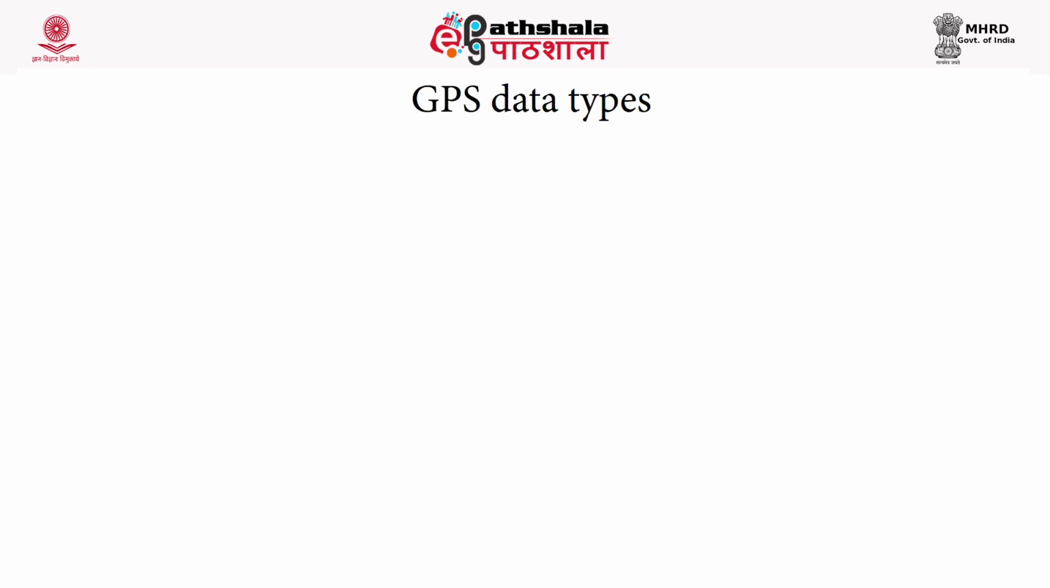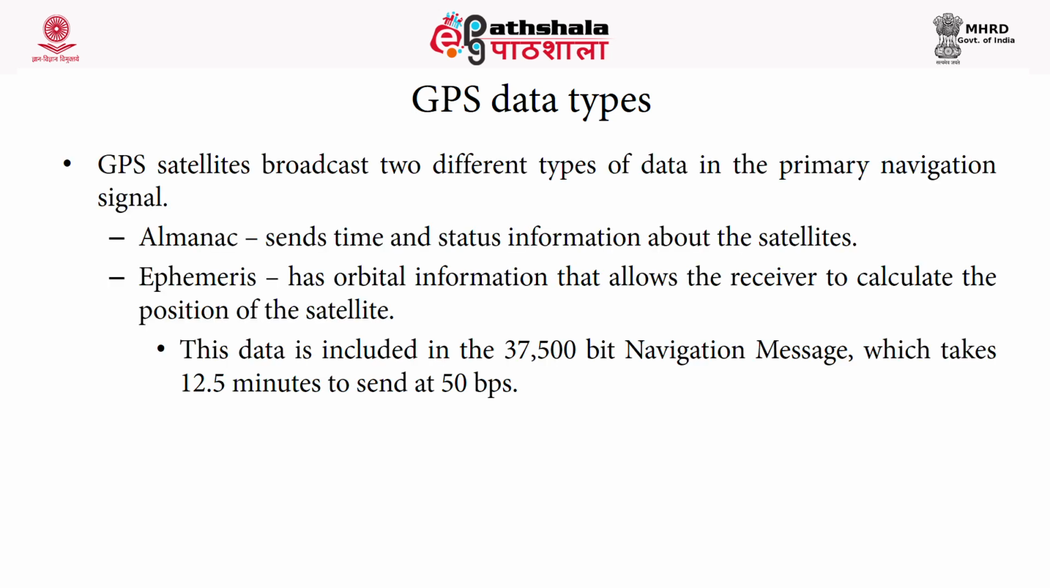So, as I discussed earlier also the types of GPS data, the GPS satellites can broadcast two different types of data. The first is almanac and the second is ephemeris. The almanac sends the time and status information about the satellites, while the ephemeris has orbital information that allows the receiver to calculate the position of the satellite. This data is included in the 37,500 bit navigation message, which takes about 12.5 minutes to be sent at 50 bits per second.